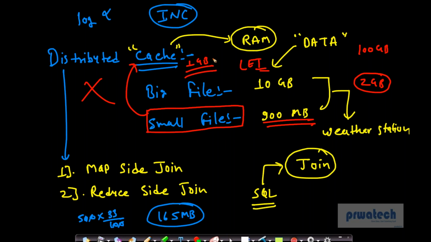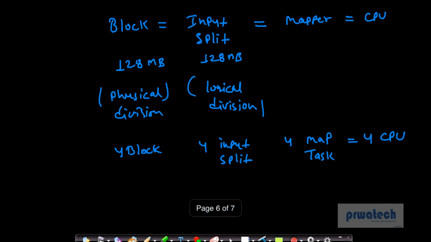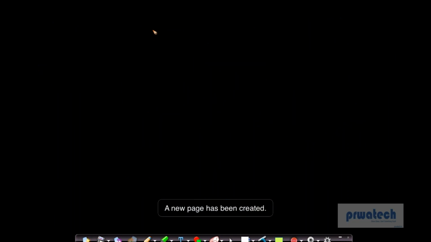So we should check this first. What is the total cache available? What is my small file? And then if both scenarios are fitting with my application, then I can start with this approach. So how are the mapper task and reducer task working?